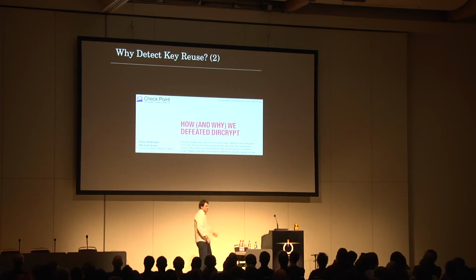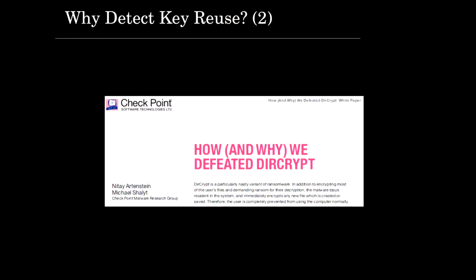This is another use. Now I will be shamelessly promoting my colleague Nitai, because he's awesome. Earlier this year, we researched a certain ransomware variant called Decrypt. It's basically like a CryptoLocker wannabe. It infects your computer and starts encrypting your files. Unfortunately, as Nitai dug deeper into the source code, he found that Decrypt commits key reuse. It uses the stream cipher RC4.